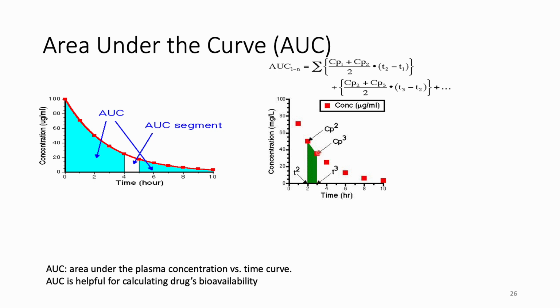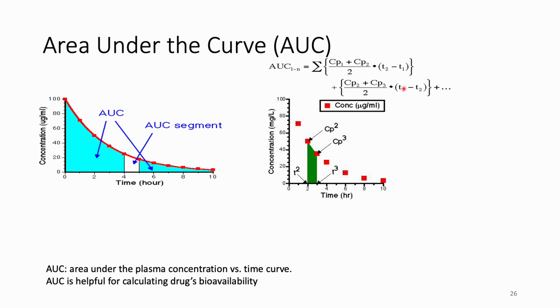Because you assume that's a trapezoid shape, you can use the rule to calculate the area, equal to the large side plus small side divided by 2 and times the height. So the large side here is CP2, the small side here is CP3. So it's equal to CP2 plus CP3 divided by 2, and times the time interval between them, which is T3 minus T2.